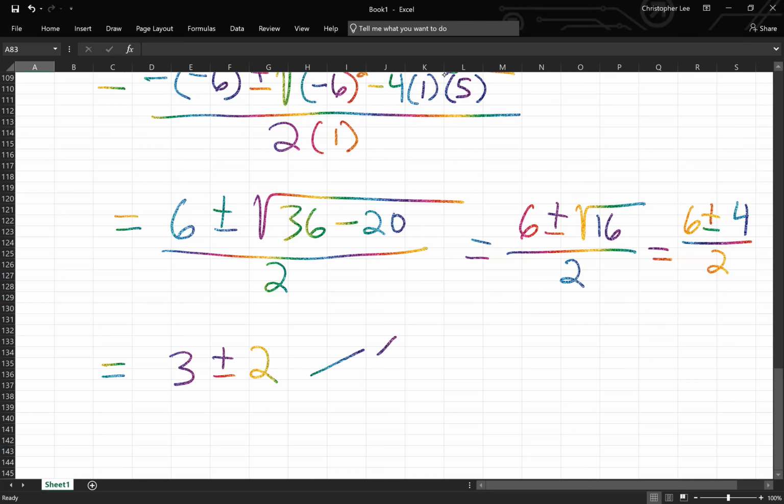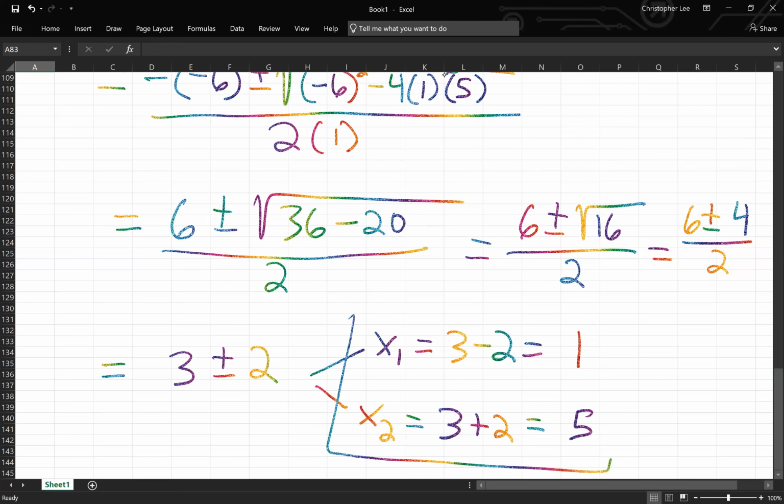We got 2 answers here. X1 is going to be 3 minus 2. Somebody help me out. What's 3 minus 2? 1. Thank you. And then X2 is going to be simply just 3 plus 2. What's 3 plus 2 again? Forgot. 5. Got it. And then that's it. Boom. So my answers right here.